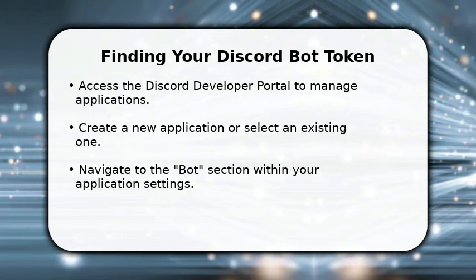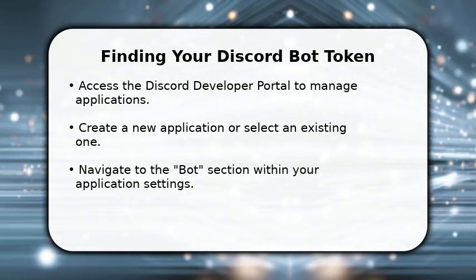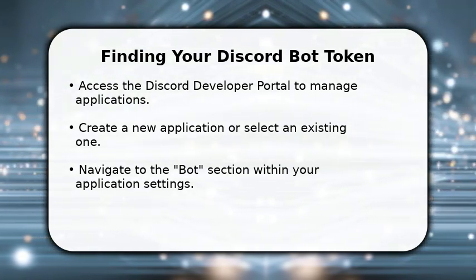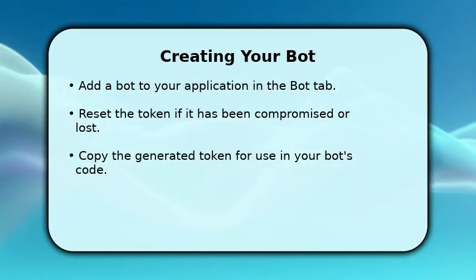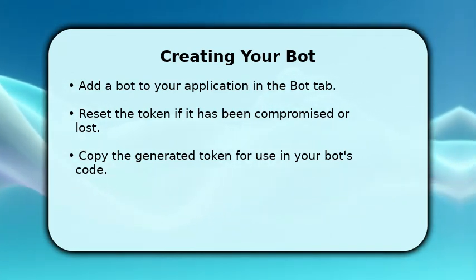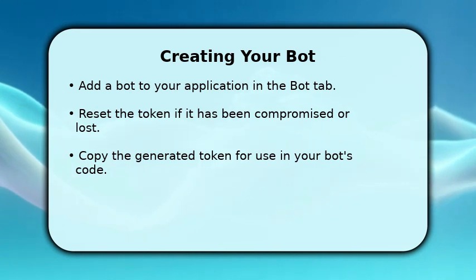After choosing your application, look for the Bot section in the left-hand menu. This is your next crucial step. Now, within the Bot tab, you'll see an option to Add Bot. Click that and Discord will generate a unique bot user for your application.